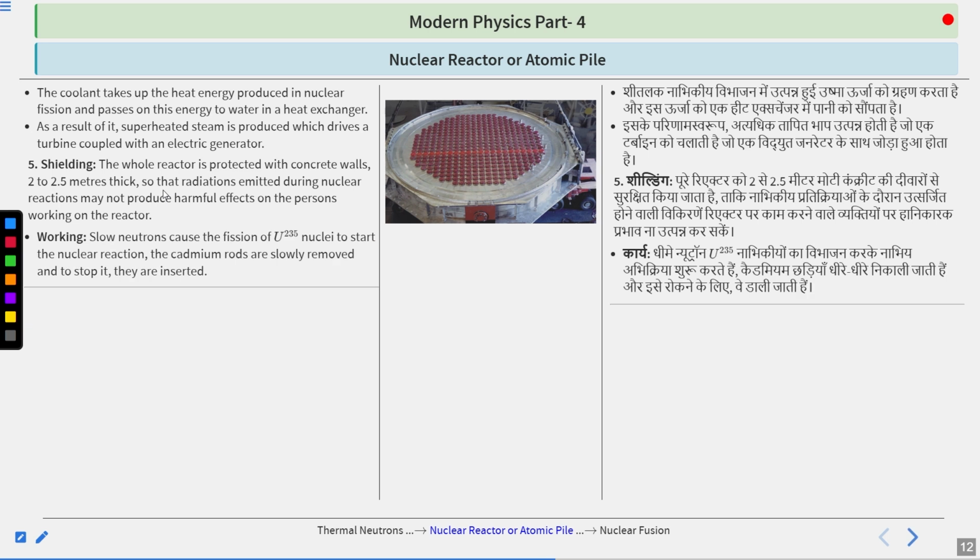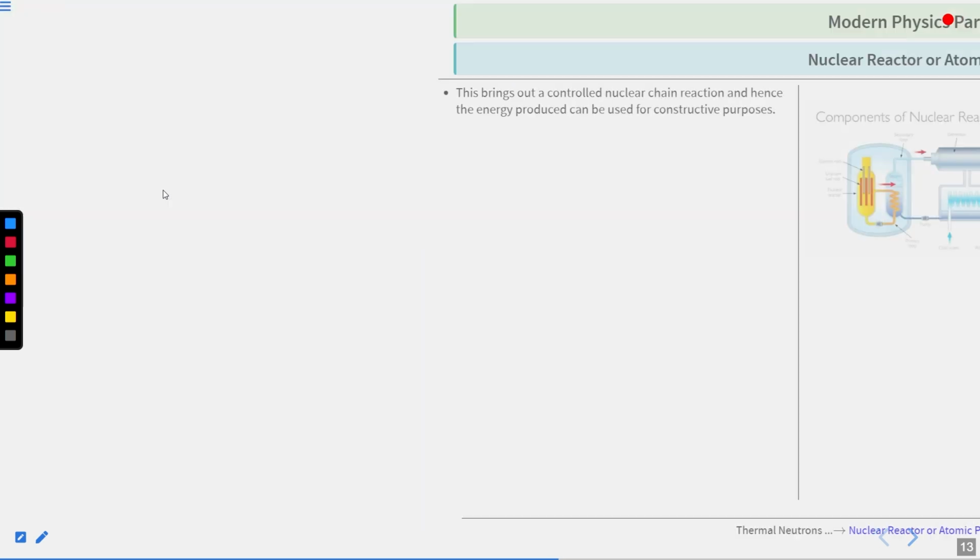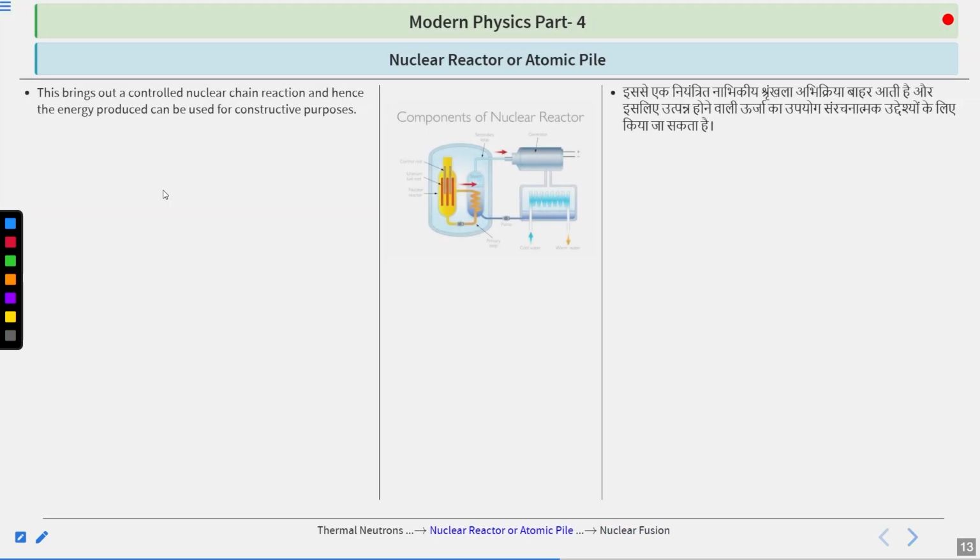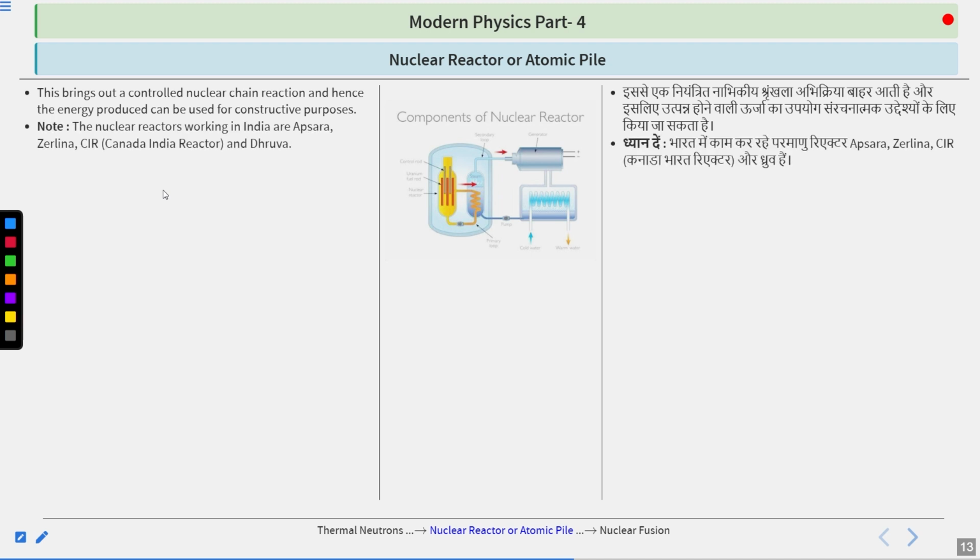Working. Slow neutrons cause the fission of U-235 nuclei to start the nuclear reaction. The cadmium rods are slowly removed, and to stop it, they are inserted. This brings about a controlled nuclear chain reaction, and hence the energy produced could be used for constructive purposes. Note, the nuclear reactors working in India are Apsara, Zerlina, CIRUS (Canada India Reactor), and Dhruva.